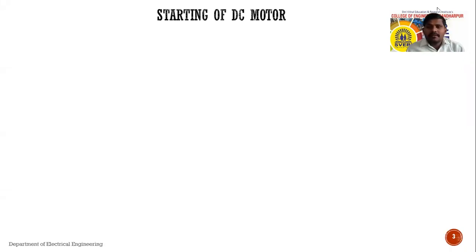In the previous lecture, we discussed losses and efficiency in the case of a DC motor. There are different types of losses like copper loss, core loss, as well as losses due to the rotational motion of the motor. It is nothing but friction, or it may be windage losses. We can call these mechanical losses. So mainly the losses can be divided into three parts: rotational losses, second the copper loss, and the third is core losses. These losses we have already discussed.